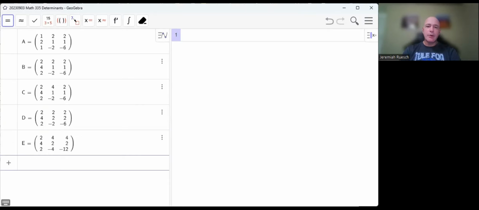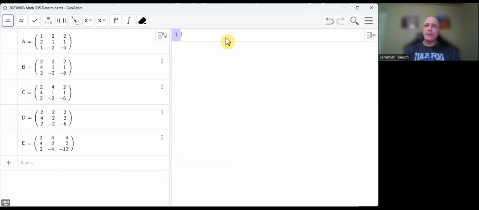We have the matrices inputted. Let's go ahead and determine the values of the determinants for each of these situations. So plugging in the determinant of the matrix. You'll notice that if you try doing this in the algebra view in GeoGebra, you'll get this error. That's because the determinant cannot be computed in the algebra view.